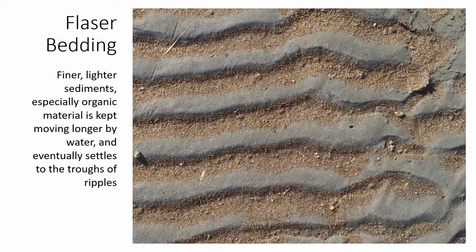You should also see some flaser bedding. Flaser bedding is when you get a small deposit of lighter weight material in between the ripples. So the ripples form due to wave action, but as the water quiets down, the finer material that was still in suspension starts to settle down and falls down to the troughs in between the ripples. Now these can be lighter clay or silt particles, but oftentimes flaser bedding is very rich in organic material.